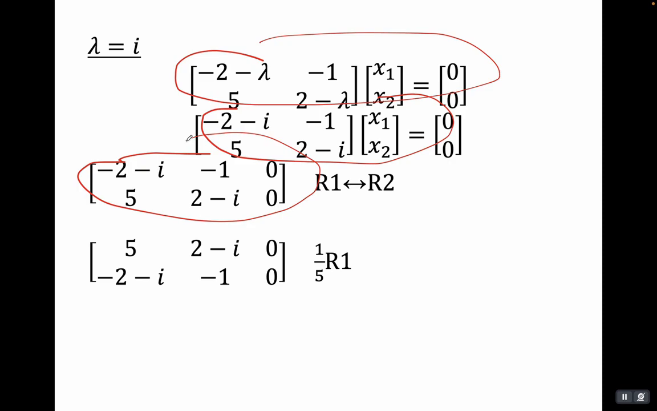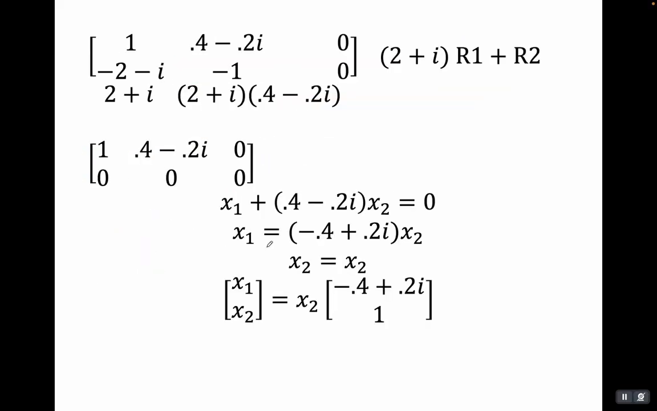So first, let's interchange rows 1 and 2 so that this entry is a 5. It'll be much easier to get it in reduced row echelon form. Multiply row 1 by a 5th so that this will be 1. This is going to be 2/5 minus 1/5 i, and that'll be 0. So that's what we have: 0.4 minus 0.2i is 0. Next, let's use this 1 to kill off this entry below it.